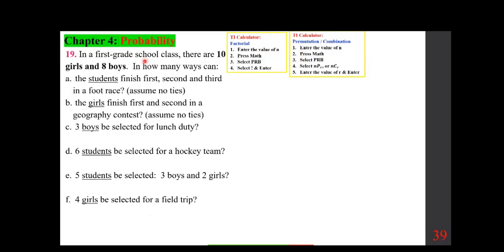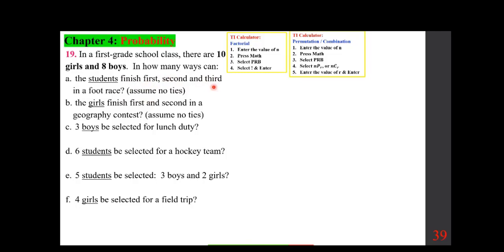So we have in a first grade school class, we have 10 girls and 8 boys. In how many ways can we choose the following? So let's go with the first one. The students finish first, second, and third in a foot race. Assume no ties. Well, you have total of 10 plus 8, 18 students. Order matters. You're picking how many? First, second, third. You're picking 3.